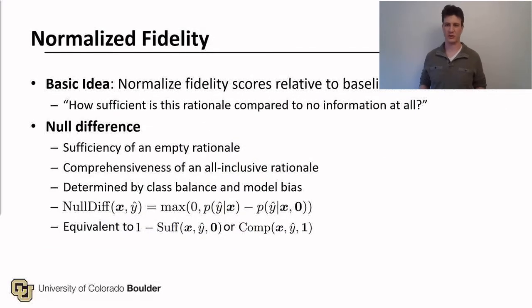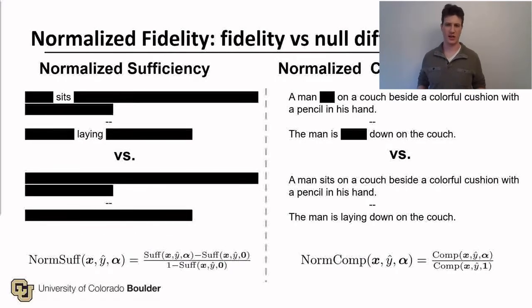So to mitigate these issues of interpretability and model bias correction, we propose the idea of normalizing fidelity scores relative to baseline model behavior. We do this by defining a quote-unquote null difference, which is the difference between model output between full information and no information at all. This null difference can be thought of as the sufficiency of an empty rationale or the comprehensiveness of an all-inclusive rationale. We define these ideas as extensions of the definition of sufficiency and comprehensiveness. As you can see from the equations at the bottom of this slide, the basic idea is very simple. We calculate the null difference, and then we divide the sufficiency and comprehensiveness by it to generate properly normalized values.